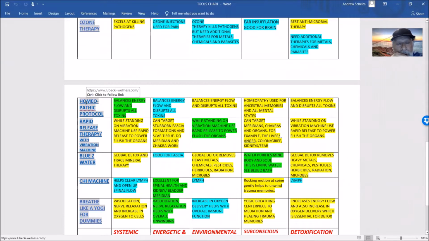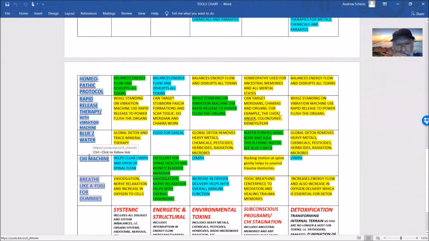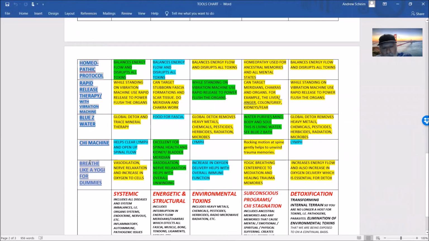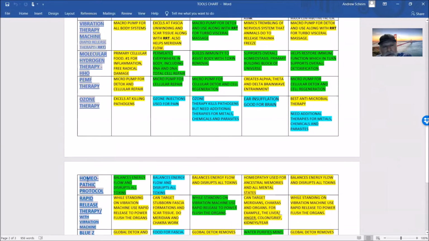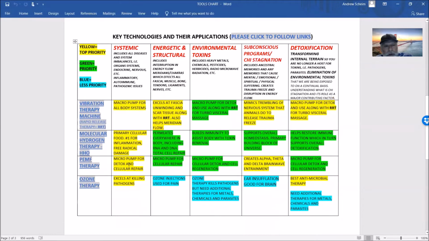This homeopathic protocol works with the subconscious, the rapid release, like we mentioned, and the chi machine is very good at unwinding and relaxing and creating kind of a letting go, healing space for the memories to come up and be healed. And then the breathing practice found on the nervous system. So these are all practices you would want to incorporate. Now, on the systemic level, since this is a systemic disease, here we go. The vibration machine gets high marks in both places.